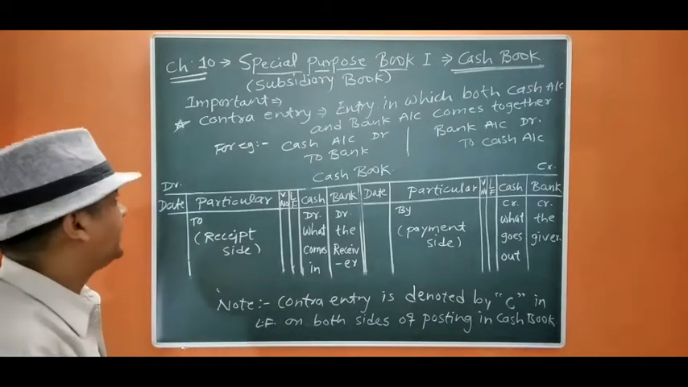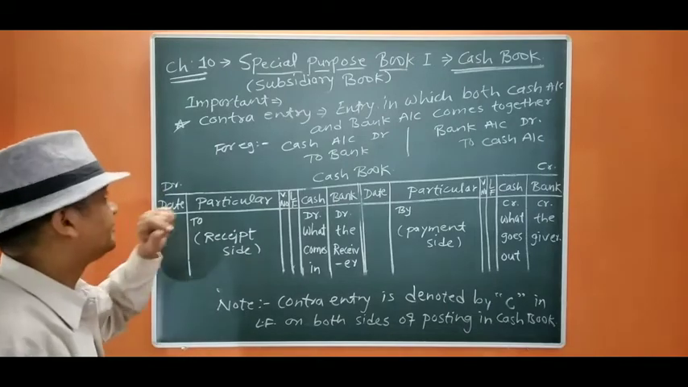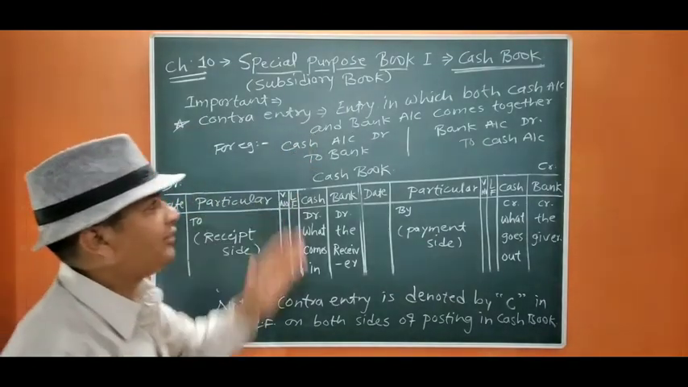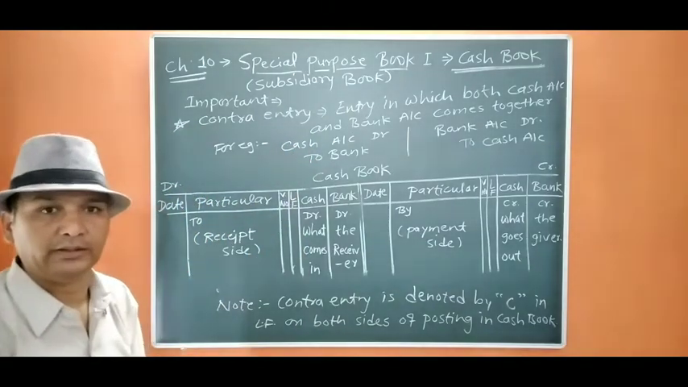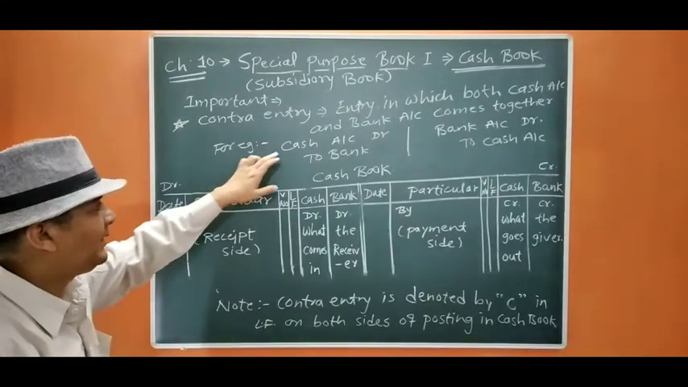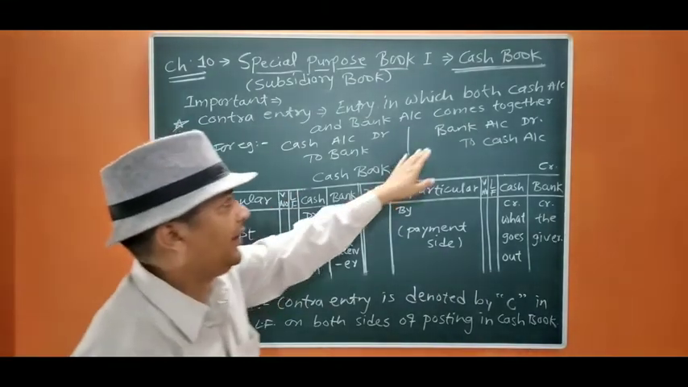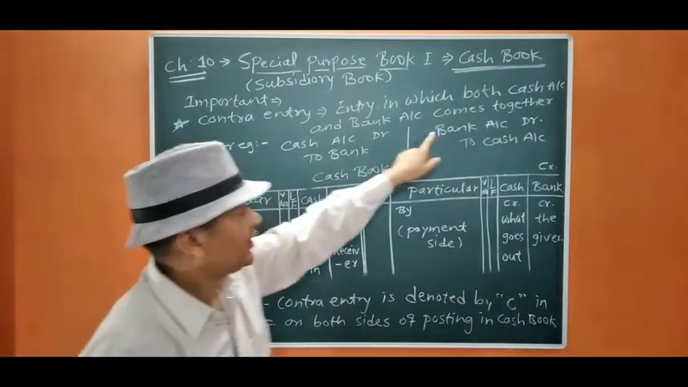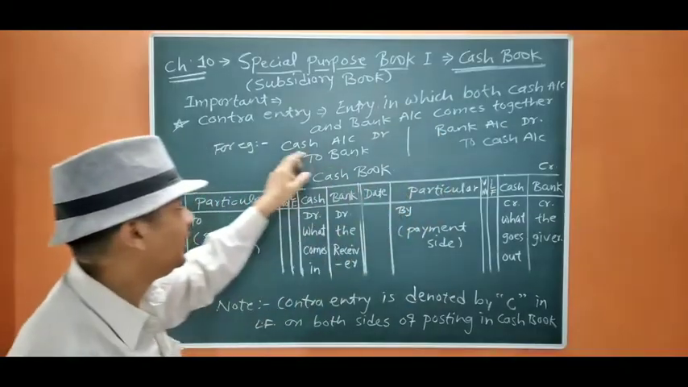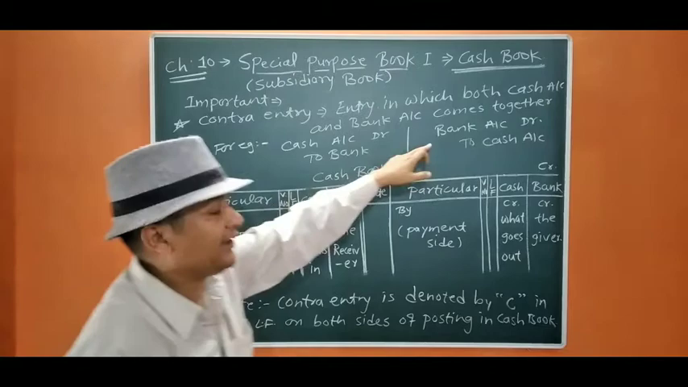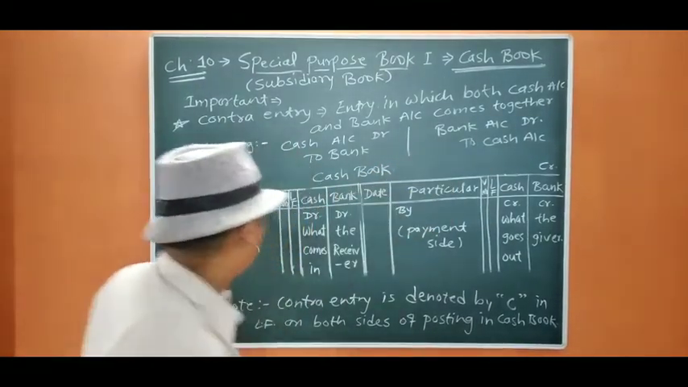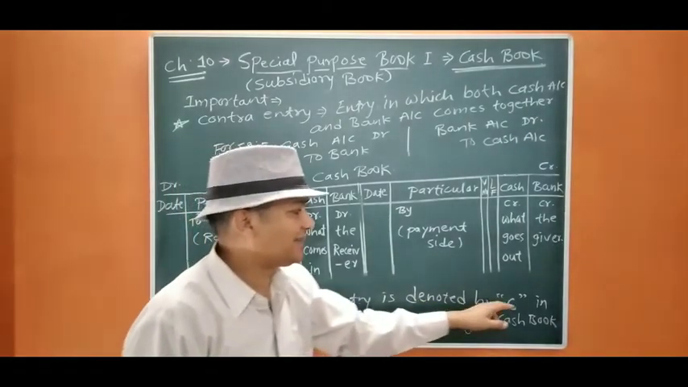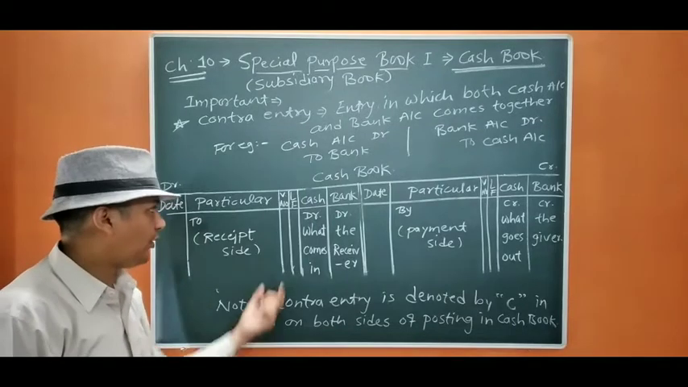Now, the important point is contra entry. An entry in which both cash and bank account come together is known as a contra entry. Like cash account debit to bank account and bank account debit to cash account. In both the entries you see cash and bank are together. Here cash is withdrawn out of bank and here it is deposited into the bank. One thing you should remember, contra entry is denoted by C in the LF column, this column.